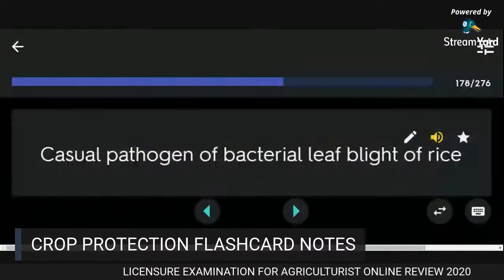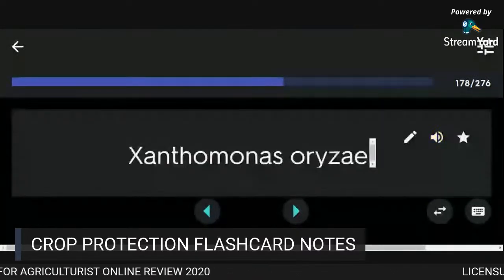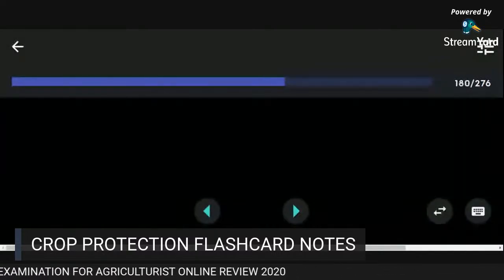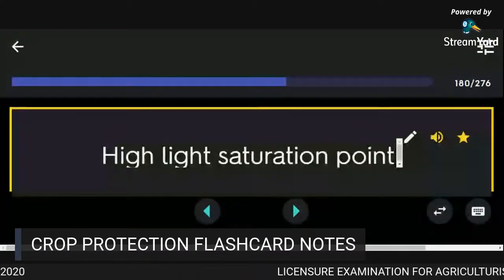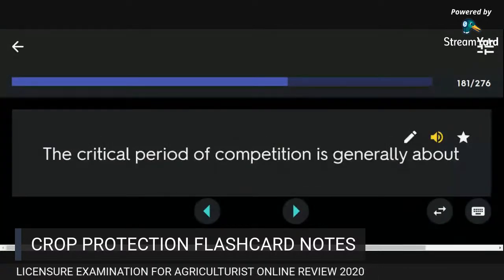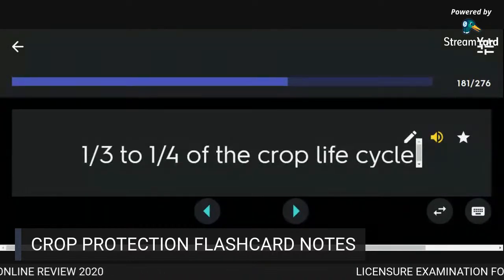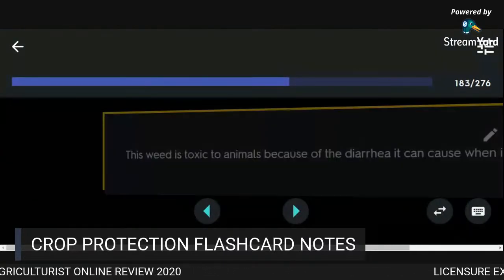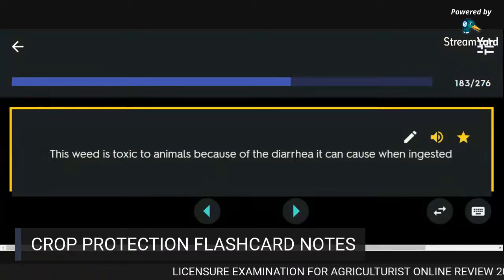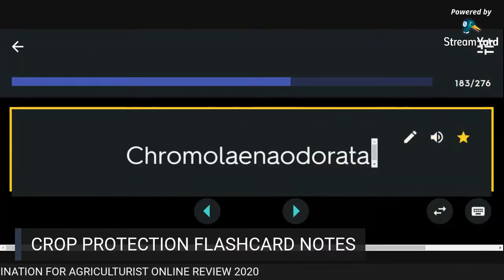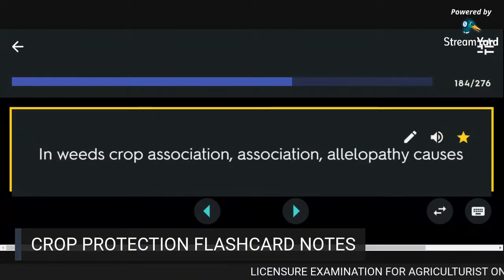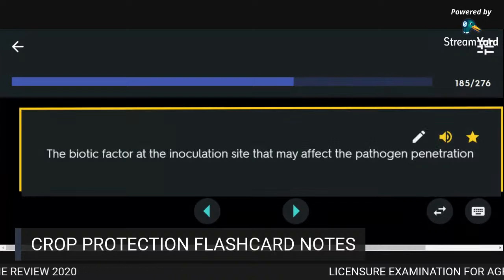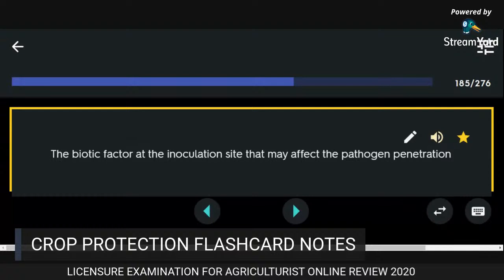Causal pathogen of bacterial leaf blight of rice. Xanthomonas oryzae. The oldest form of weed control. Manual. Efficient plants are characterized by the high light saturation point. The critical period of competition is generally about 1/3 to 1/4 of the crop life cycle. Cause of coconut bud rot is Phytophthora palmivora. This weed is toxic to animals because of the diarrhea it can cause when ingested. Chromolaena odorata. In weed-crop association, allelopathy causes the weeds to secrete substances that may stimulate or retard the growth of the associated crop. The biotic factor at the inoculation site that may affect the pathogen penetration. Antagonistic microorganism.